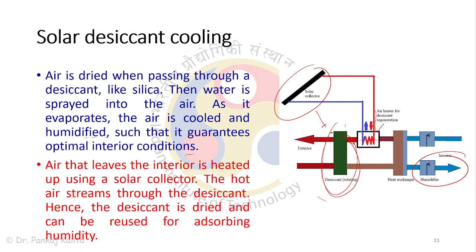Okay, this solar thermal energy could also be used for desiccant cooling. So basically the heated fluid from this solar collector could be used to get rid of the moisture content in a particular sample. Okay, so that is the concept behind solar desiccant cooling.